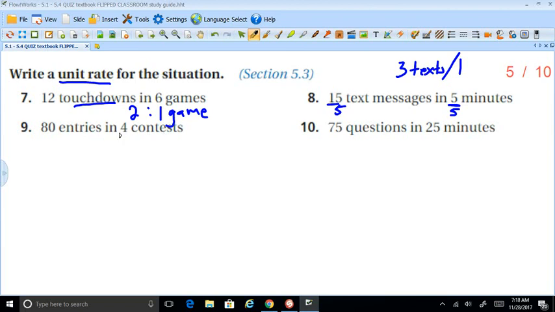Number 9, 80 entries in 4 contests. So how many entries in one single contest, or per contest? And divide by 4, so divide that by 4, and you get 20 entries per contest.